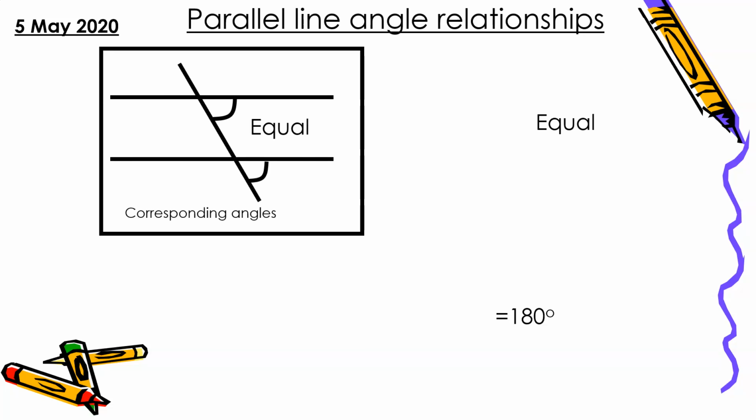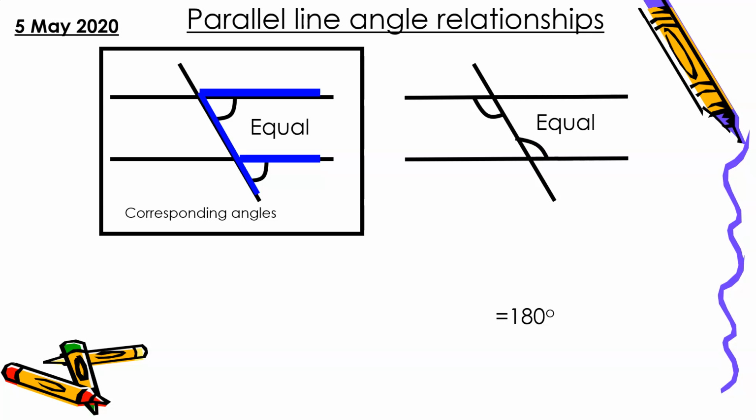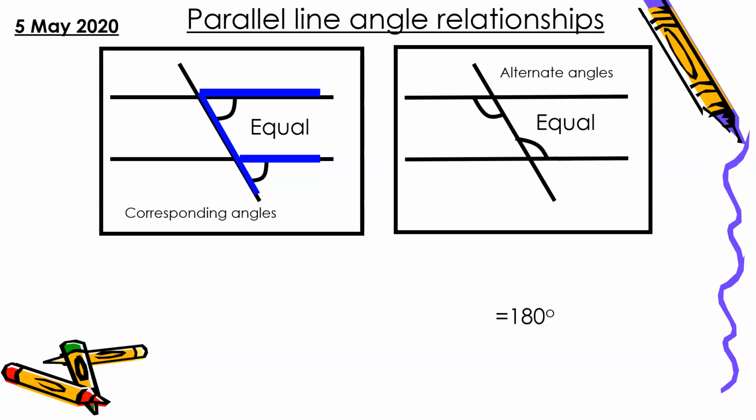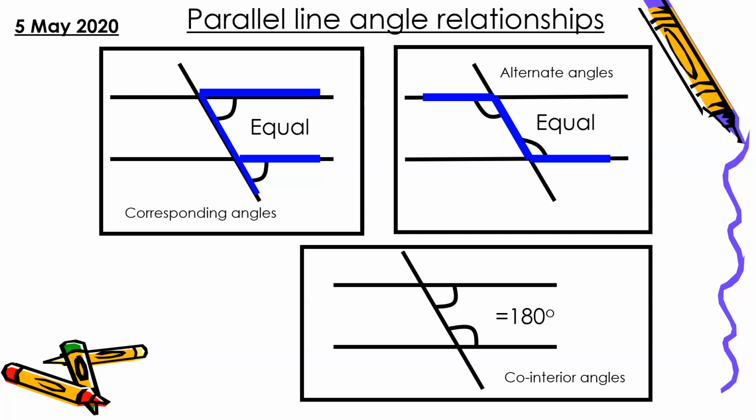So the key thing, the summary from the video, is that corresponding angles are equal and they make F shapes. The alternate angles, which make a Z or an S shape, are equal. And lastly, co-interior angles, which make a U or a C shape, are equal as well. The other key thing to take from those videos is that that single line is called a transversal line.